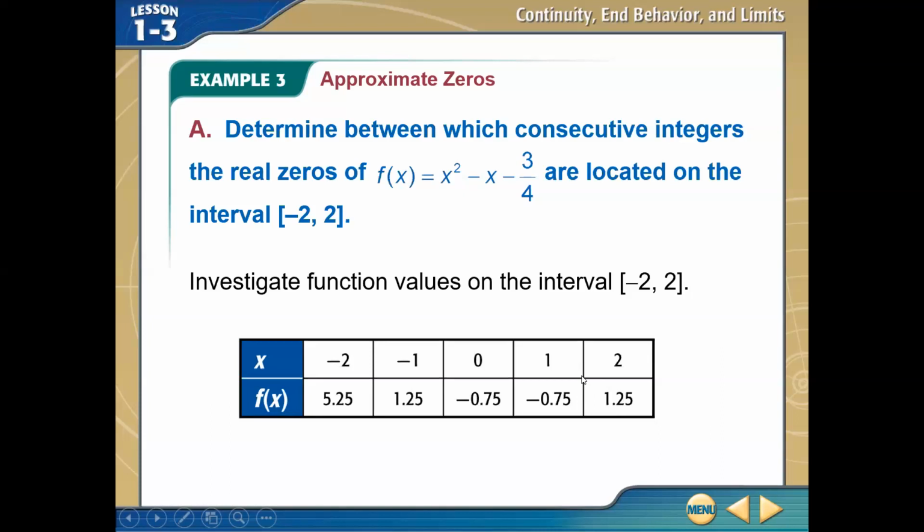It could be 1.5. It could be 1.2. It could be 1.25 as an x value. But somewhere between 1 and 2, my f of x value is equal to 0, because that's the only way I get from a negative to a positive, or from a positive to a negative.